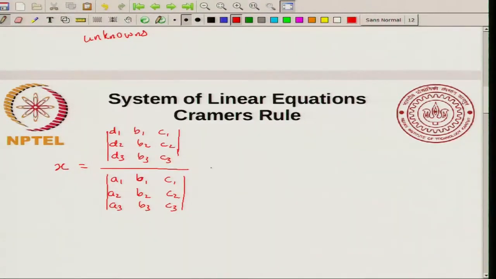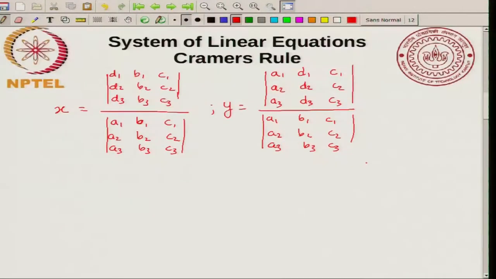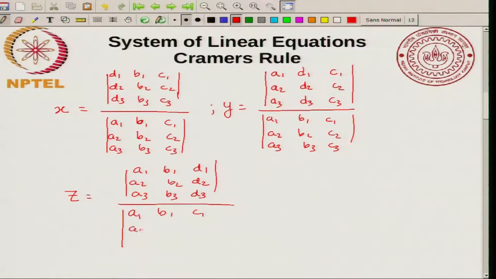Similarly, I can write y as, again, the same denominator, a1, b1, c1, a2, b2, c2, a3, b3, c3. But in the numerator, what you have is a1, d1, c1, a2, d2, c2, a3, d3, c3. So notice what you did. And similarly for z, I'll just write what z is. z is equal to a1 b1 d1, a2 b2 d2, a3 b3 d3, over a1 b1 c1, a2 b2 c2, a3 b3 c3.